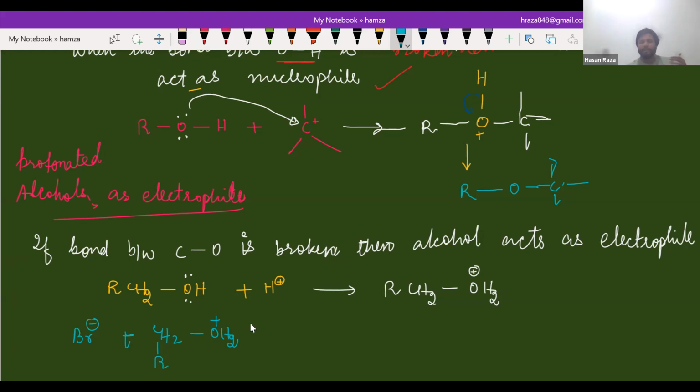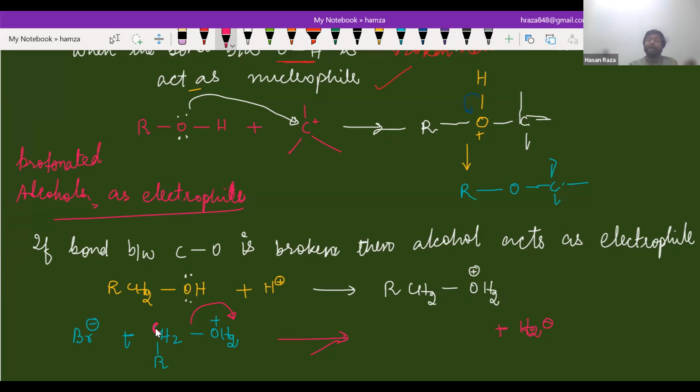So in order to stabilize themselves, what will they do? They will take electron from their surroundings and stabilize themselves. You can see this oxygen will take electron from carbon and stabilize itself, H2O. Initially, it was CH2OH2 positive. So when it takes electron from carbon, it will be neutral and become water and be eliminated. Now, carbon has just donated one of its electrons to oxygen.